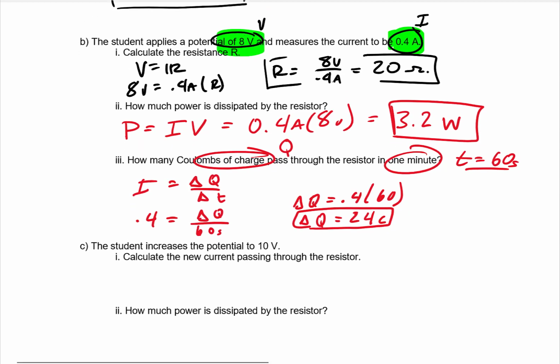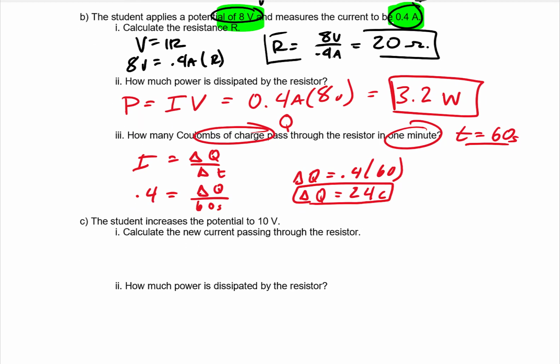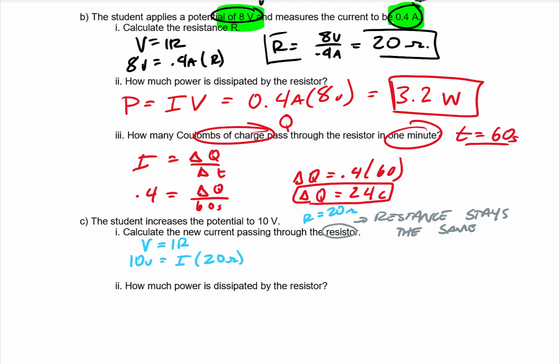The student increases the potential to 10 volts. What's interesting about this is that the resistance stays the same. It's a property of the resistor. So my resistance is still going to be 20 ohms. If voltage is current times resistance, I have 10 volts, and that's equal to the current times 20 ohms. So that current ends up being 10 volts over 20 ohms, 0.5 amps.